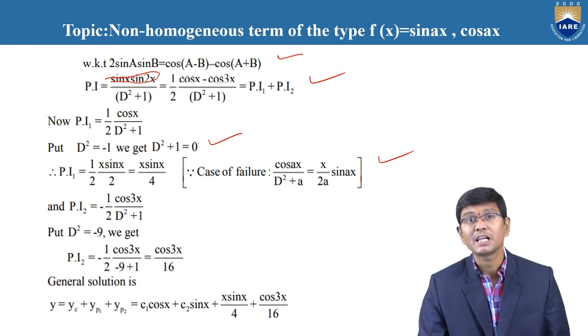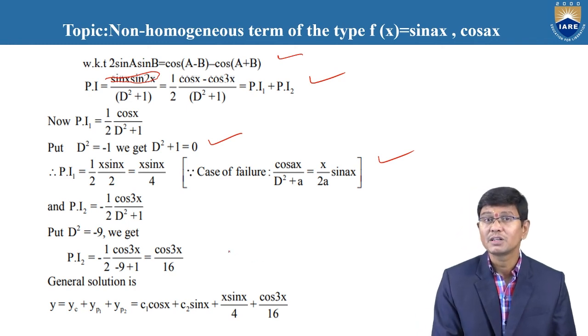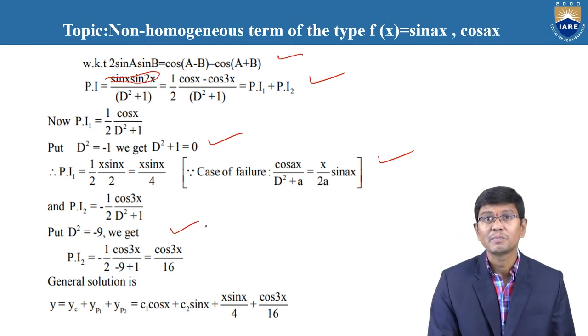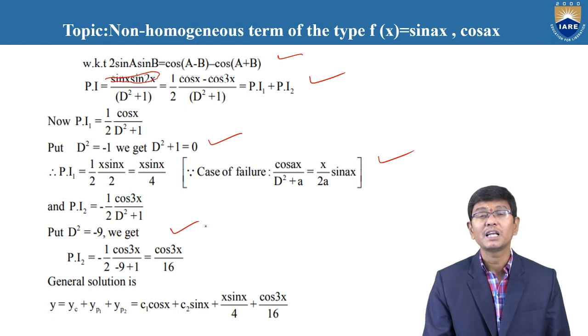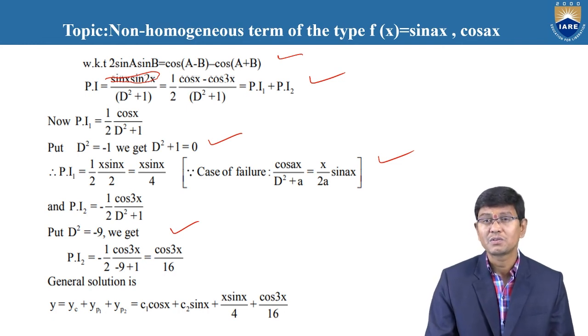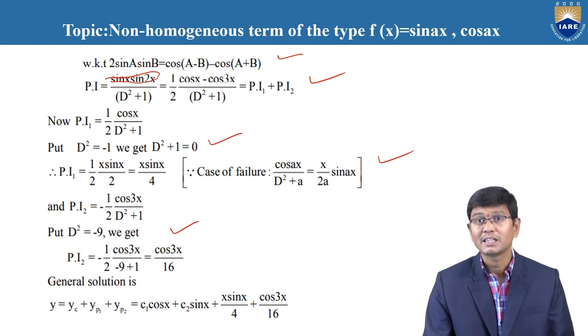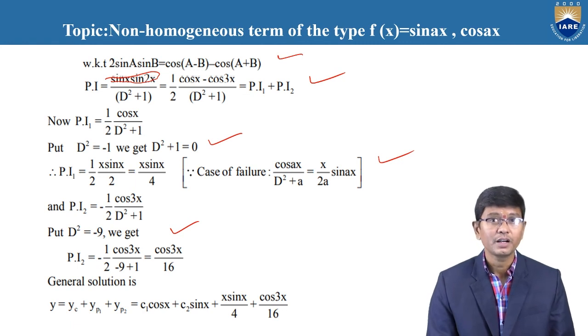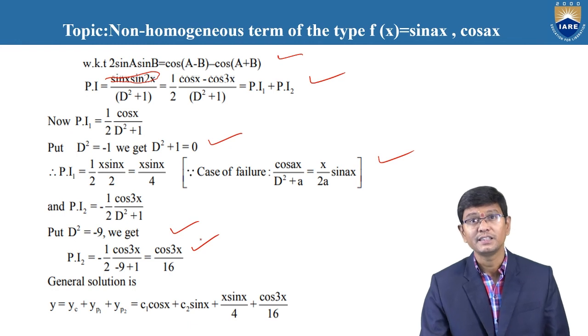We need to find the particular integration 2, the second part, that is 1 by 2 into minus cos 3x by D square plus 1. Here also, by using D square is equal to minus 3 square, that is minus 9. Therefore, the particular integration is equal to minus 1 by 2 into cos 3x by minus 9 plus 1. That means the second part is equal to cos 3x by 16.